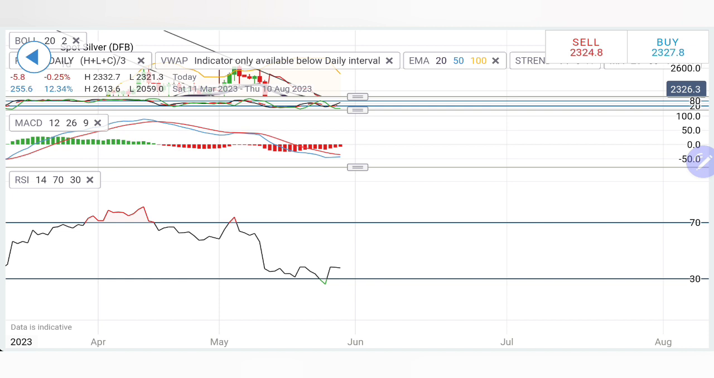Yes, it is trying to retrace a little, but we have to wait. It is still not bearish. It can bounce back. If not today, possibly tomorrow, it can try to bounce back and recover. Hence, take your trades accordingly. Trade with a stop loss, trade with a trailing stop loss.